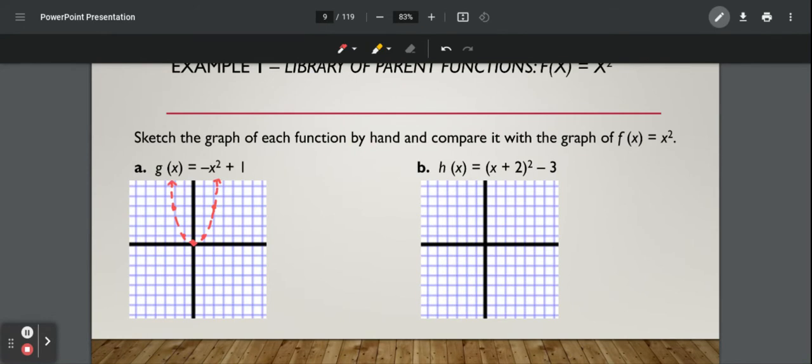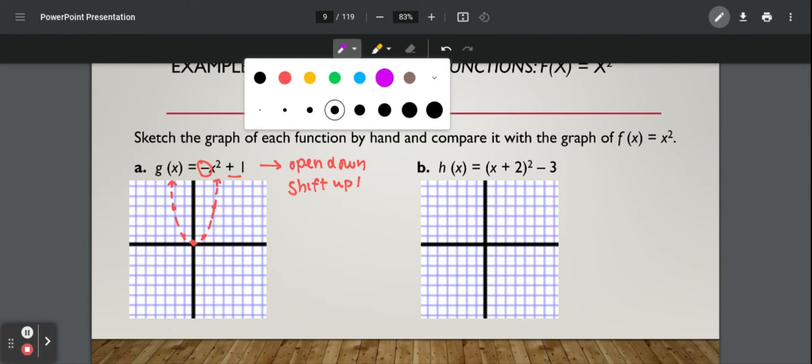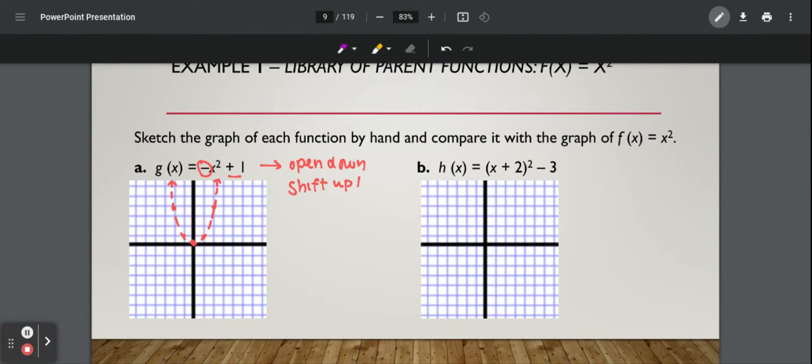And so if we were to sketch negative x squared plus 1, we know that this is going to open down since the a value is negative, and then this plus 1 is going to shift up 1. And so if we were to graph that, we would shift it up 1, but now it would open down.